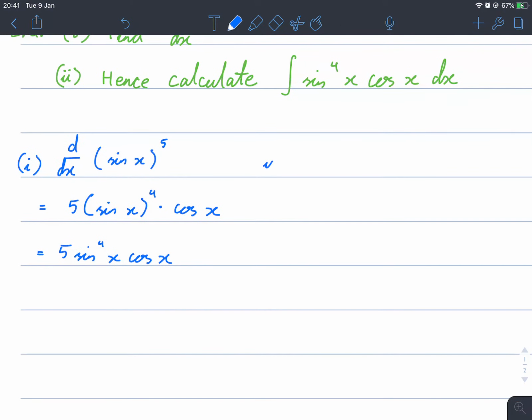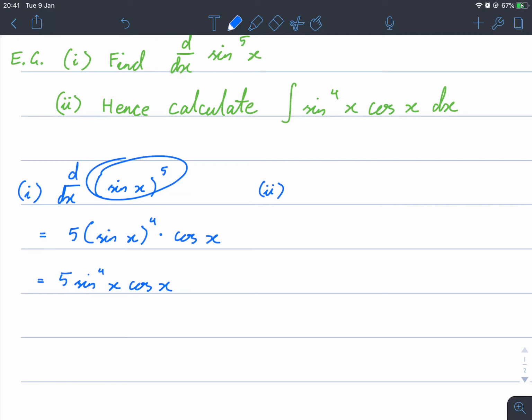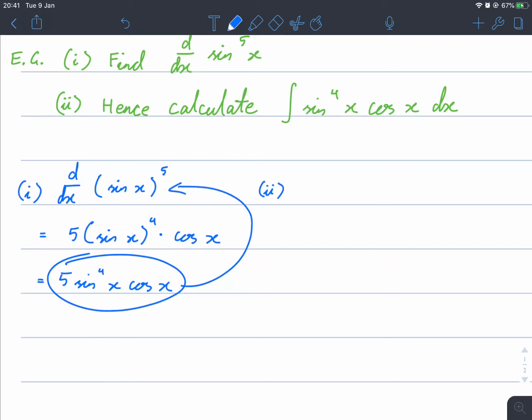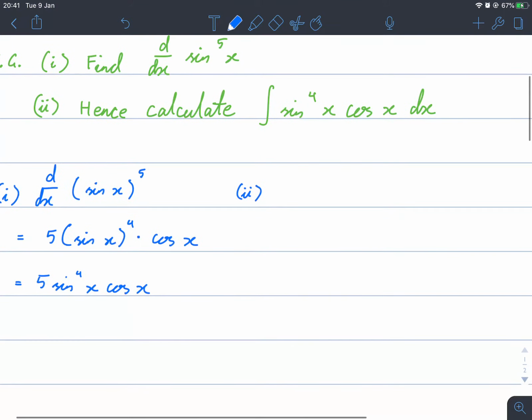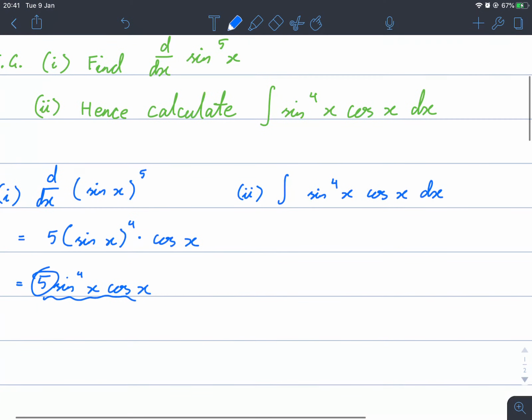Okay, so now let's do part 2. Now, because we know this derivative here becomes this, take a look at how if we start at this point, we should come back to here. But notice what is missing, this 5. Okay, so if we treat this integral of sine to the fourth x cosine x dx, notice how it's so close to this expression here. It's just missing that 5.